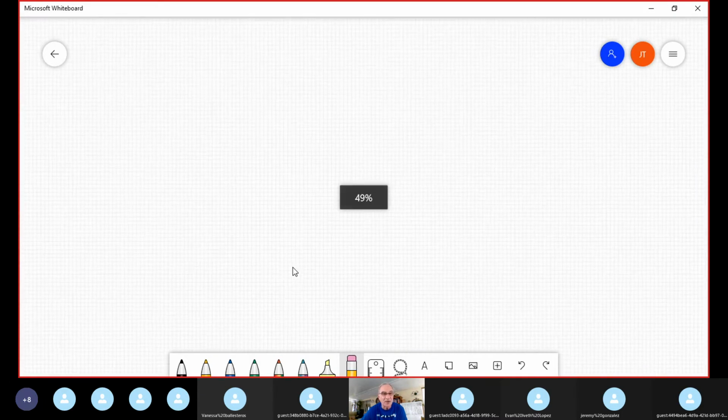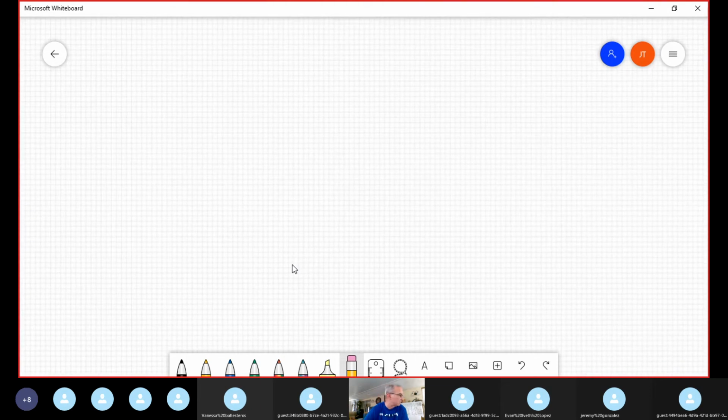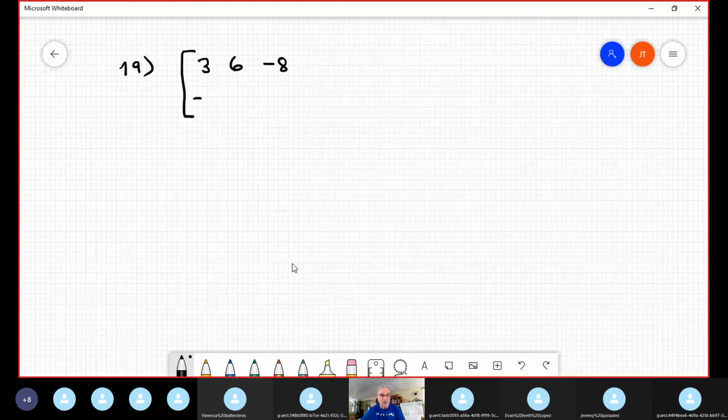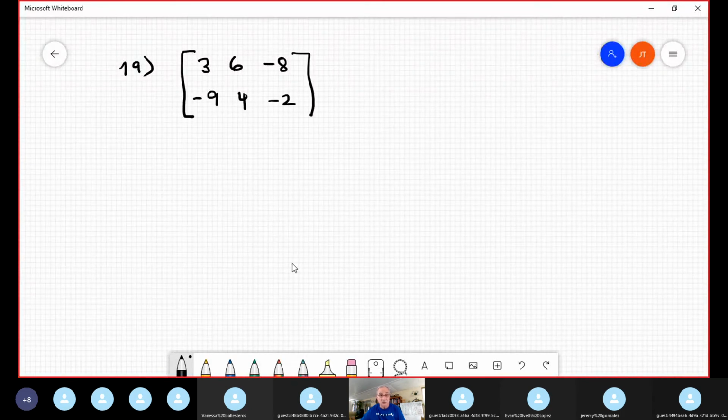Okay, now let's move on to 19. 19 is a multiplication of matrices. I can save time. I suppose you know how to put it in GeoGebra: 3, 6, -8. I skip the GeoGebra part because it's the same repetition. It's a multiplication of matrices. This matrix and this matrix.